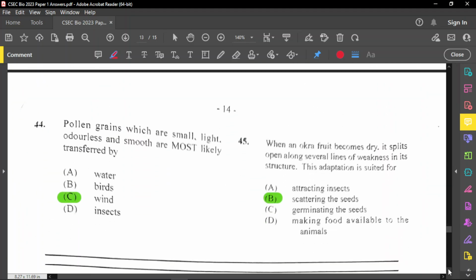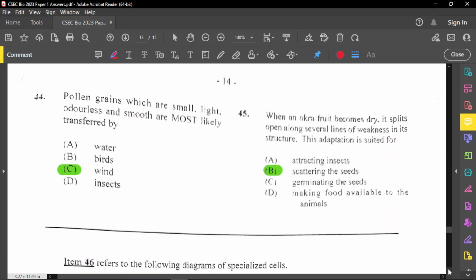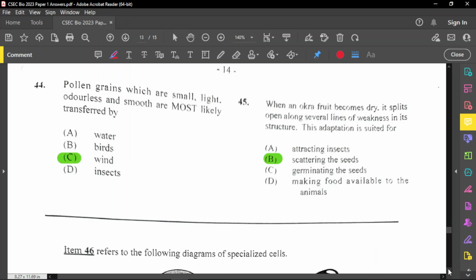44: the pollen grains, which are small, light, odorless, and smooth, are most likely transferred by what? That must be wind, because it has no color to attract birds or insects. And it is light, so it can easily be blown or carried by wind.